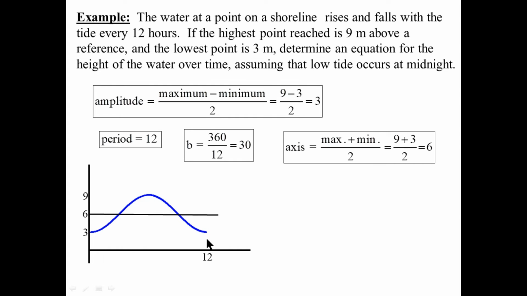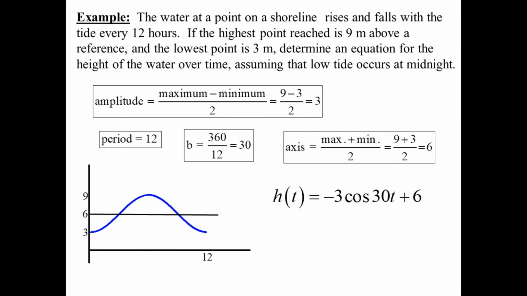Now we're ready to make an equation for this. We would compare this visually to a cosine curve that's been reflected. See, normally cosine curves start at the top and go down. Well, this one starts at the bottom and goes up. So a negative cosine curve will work for us. And with that in mind, we construct an equation. H of t equals negative 3 cos 30t plus 6.